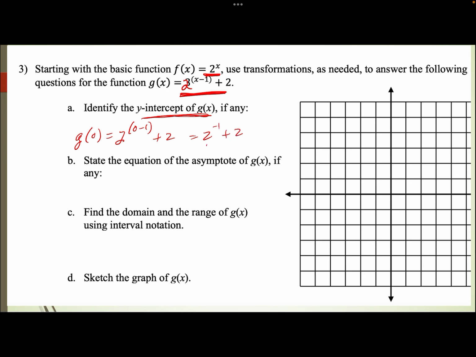So that gives us 2 to the negative 1. Well, remember, 2 to the negative 1 is 1/2. So that gives me 2.5 or 5/2. So on the y-axis, I have 0 and 5/2. So that gives me a point on my graph, which is nice to have.